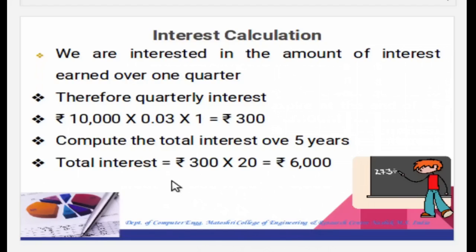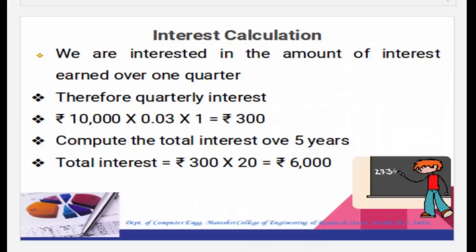So the total interest will be, initially we have calculated 300 for 1 quarter. Now there will be 20 quarters in 5 years. So 300 multiplied by 20, you will get rupees 6,000. Thus at the end of the 5 years, the customer can earn 6,000 interest over his principal amount.